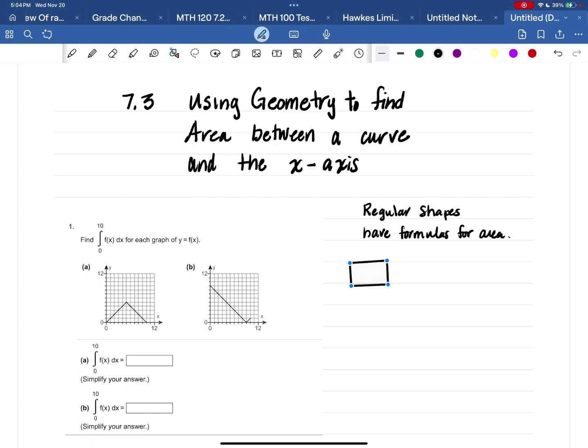Your rectangular solids. This could be a square or a rectangle. And pretend like that's a rectangle there. So if this is the length and this is the width, the area is the length times width. We talked about triangles. And so when you have a triangle, you have a base and a height, and the area of that is 1/2 base times height.